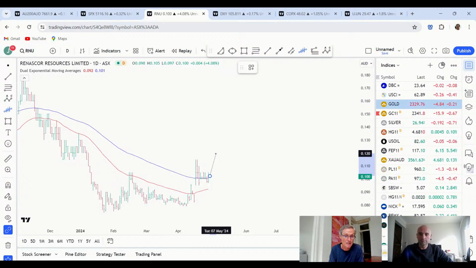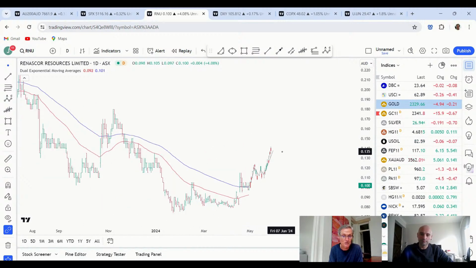uptrend could develop from here. So another move up, some consolidation, then another move up, and all of a sudden you start getting the building blocks of that upward trend with rising lows. So none of this has happened yet. It's just a sort of price action which could form from the current setup.